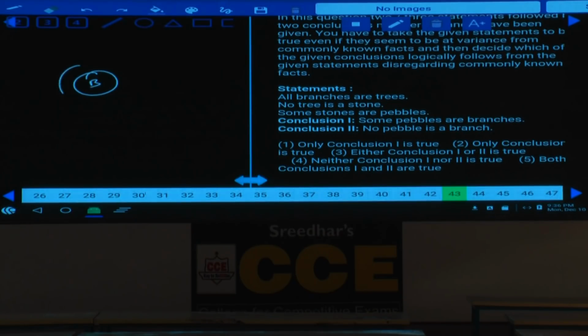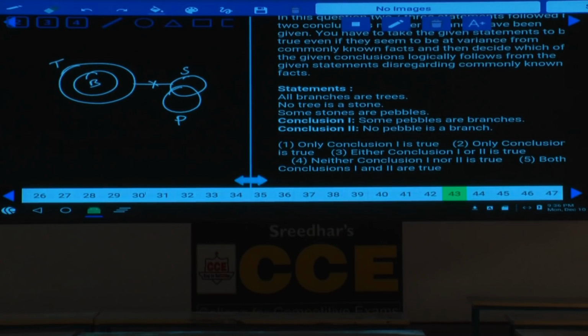All branches are trees. And the next one, no tree is a stone. All branches are trees and no tree is a stone. And some stones are pebbles. Some of the stones are what? Pebbles. Now, this is the first statement. Now, with the help of this one, what is the first conclusion here?